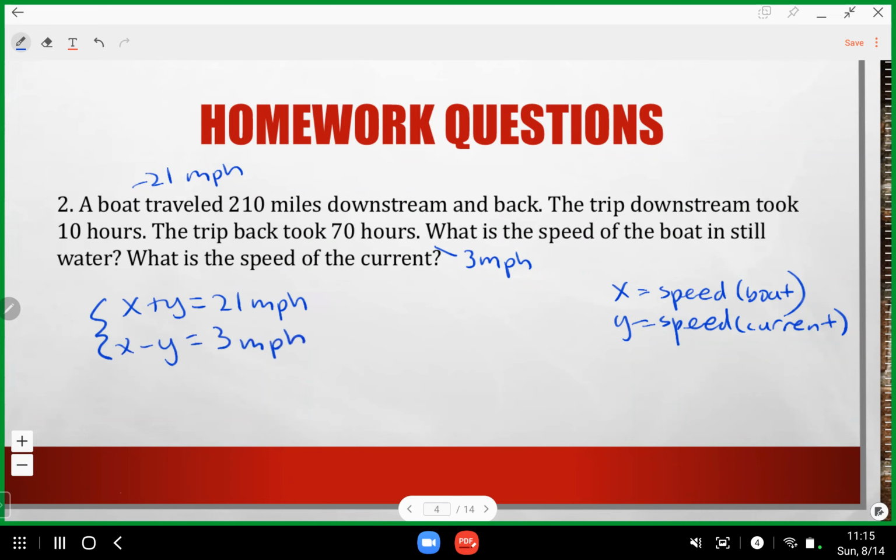All right. Then I added those two equations together to get 2x is equal to 24 and x is equal to 12 miles per hour. And then I plugged it in, so x plus y is equal to 21 miles per hour. So if we subtract 12 from both sides, we get y equals 9 miles per hour.